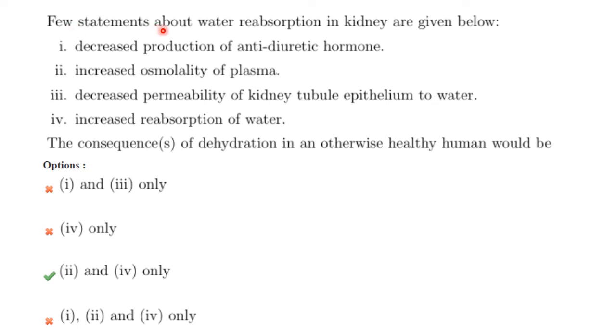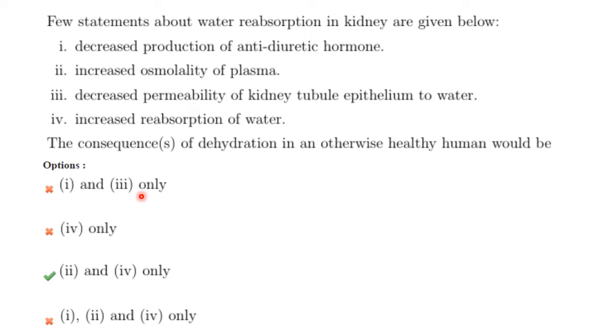Then next one. A few statements about water reabsorption in the kidney are given below: decreased production of antidiuretic hormone, increased osmolality of plasma, decreased permeability of kidney tubule epithelium to water, increased reabsorption of water. The consequences of dehydration in an otherwise healthy human would be. So if you do not drink enough water, then serum osmolality increases. Why? Because the concentration of the various chemicals in the blood is increased.